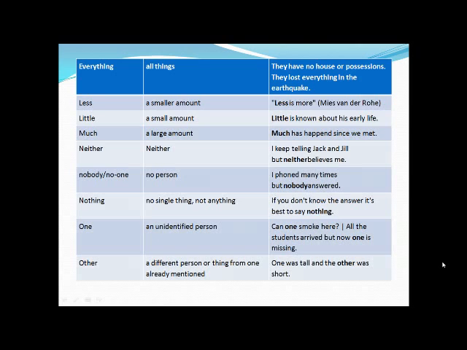And one. This means an unidentified person. For example, can one smoke here? All the students arrived, but no one is missing. Other. This means a different person or thing from one already mentioned. For example, one was tall and the other was short.